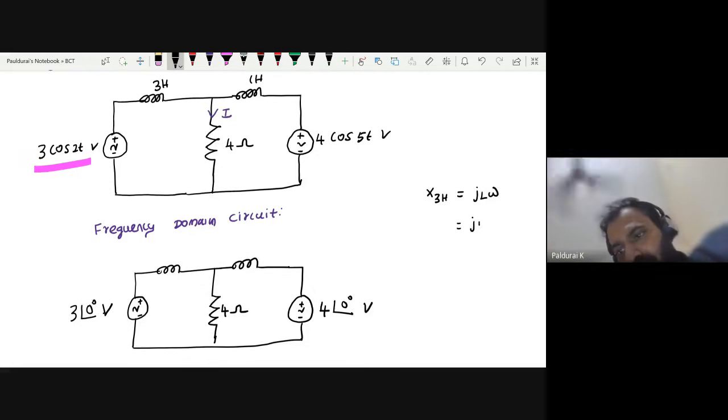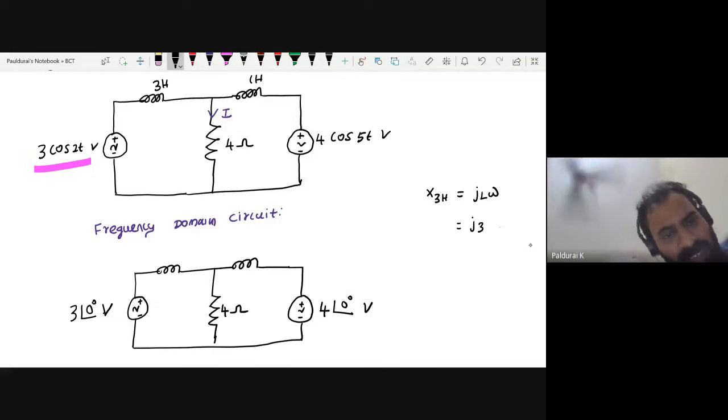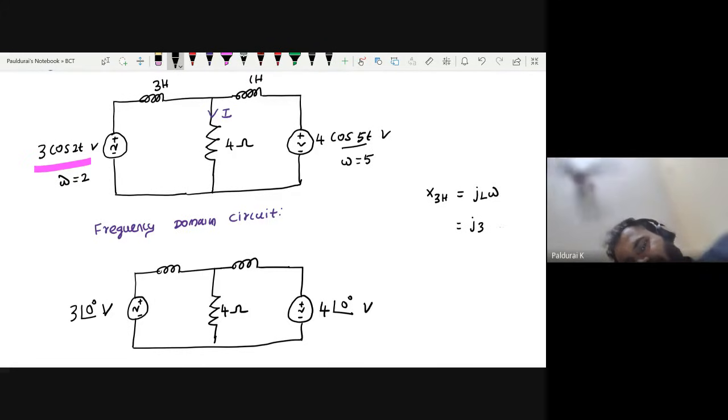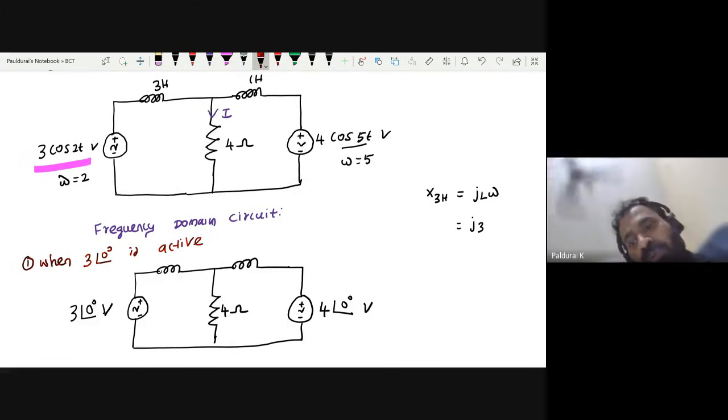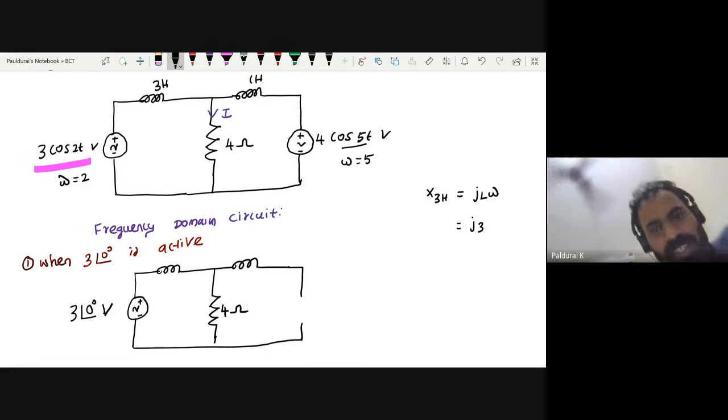L is 3, omega is 2 pi f, or omega is given. So see, what is omega? Here this omega it is 2, sir. But here you are having one more omega, it is 5. So what you want to do? Very first circuit, what you will do? When this 3 at an angle of 0 degree is active, at the time what will you do? You will replace this by short circuit, right? Short circuit. So now what is my omega?